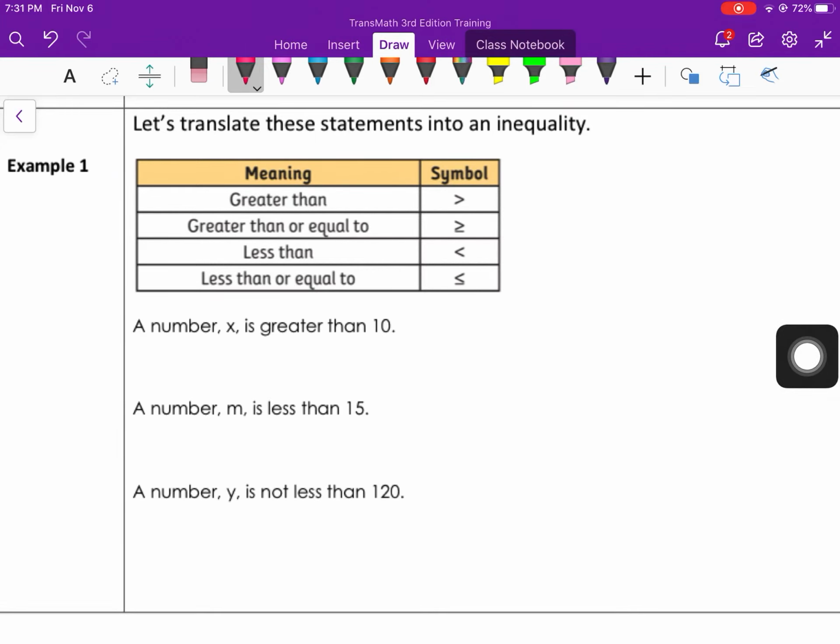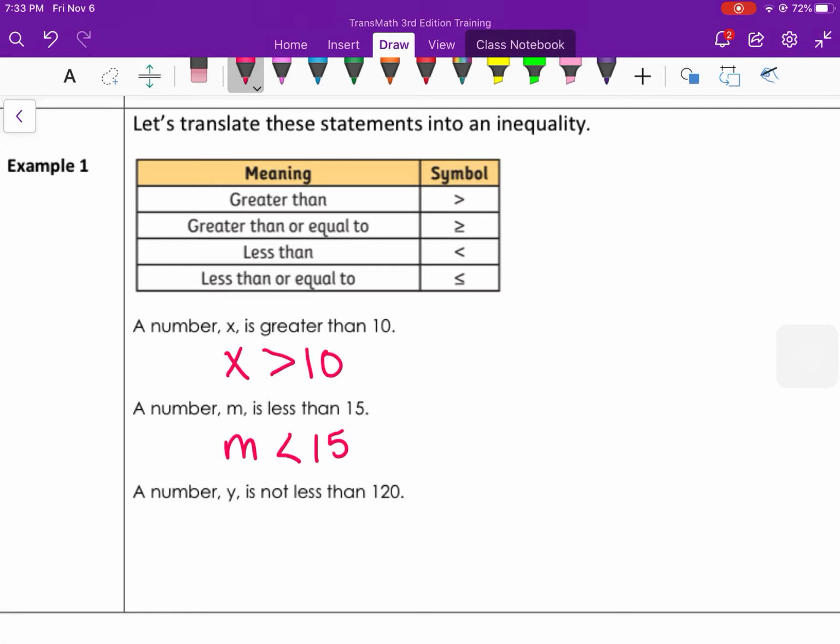So translating these statements, a number x is greater than 10. So we'll use x, and then the greater than symbol points to the right, and then 10. So that reads x is greater than 10. A number m is less than 15. So m, and then the less than symbol, and then 15. M is less than 15.